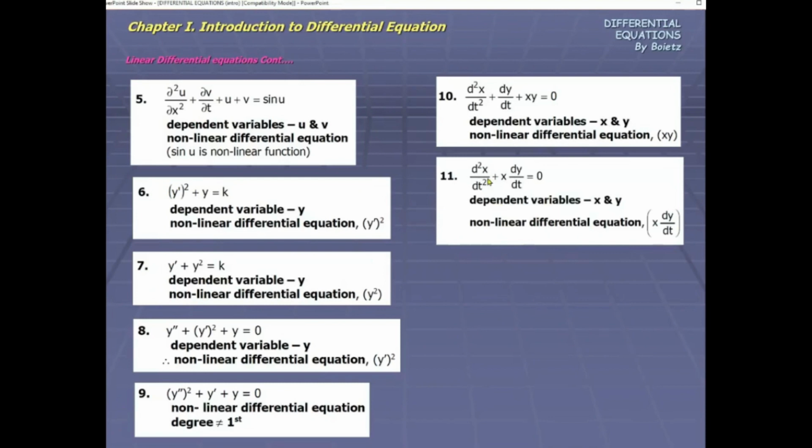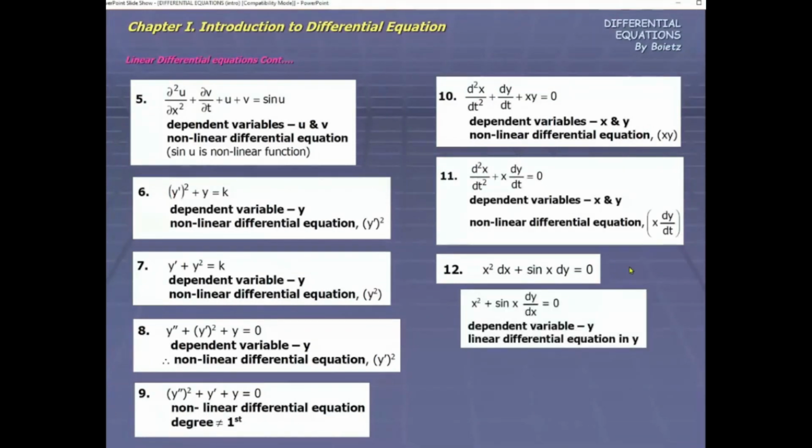Next one. Ang dependent mo dito, x saka y. Eto, yung dependent variable x mo, nag-multiply naman sa derivative naman ng dependent variable y. Hindi na rin siya linear. Okay? Here, x squared dx plus sin x dy. So, ano natin to, i-convert into differential form. Pag dinivide mo to sa dx, magiging dy over dx.